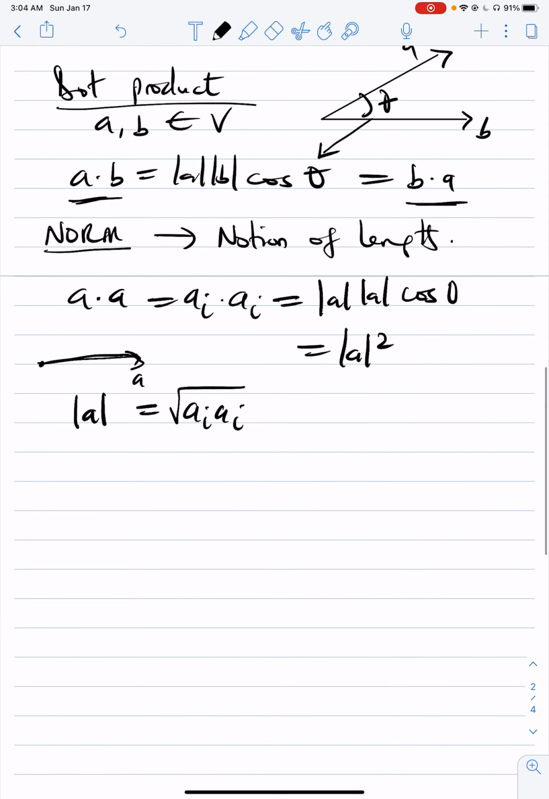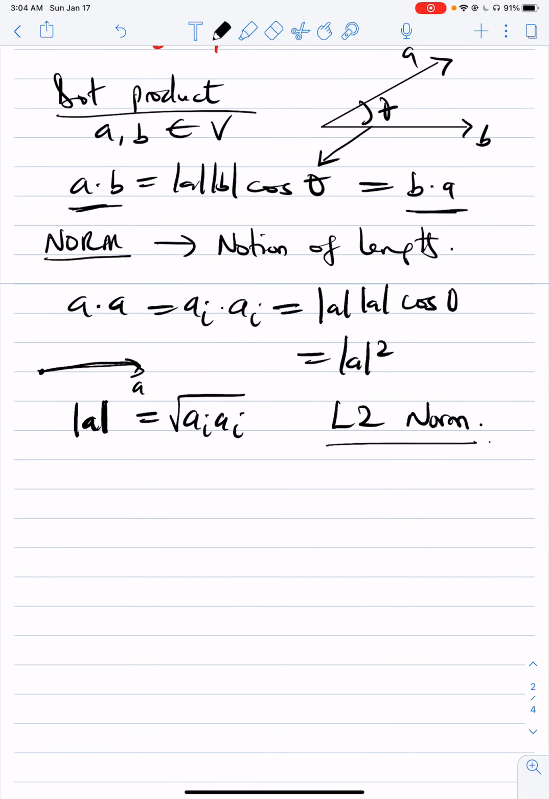So usually you can see this even in your linear algebra class. This is what we call the L2 norm. Maybe in a subsequent video, I could briefly talk about norms. So norms give you the notion of length, the length of a vector. If you want to find the length of a vector, then what you should be looking at is the norm of that vector.